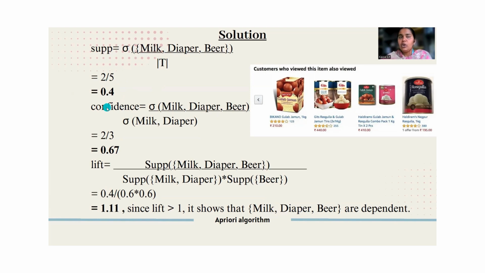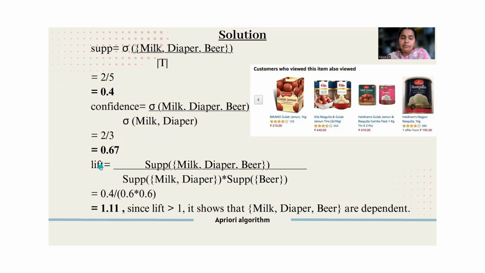Talking about confidence, it defines the relationship between the items A and B. On evaluating it with the occurrence of milk, diaper, and beer, that is the total number of occurrences divided by the occurrence of milk and diaper, that is support of A union B divided by support of A. Out of 5 transactions, milk, diaper, beer is bought 2 times. That is the numerator here. And milk, diaper bought together is 3. So their dependency is 67%.